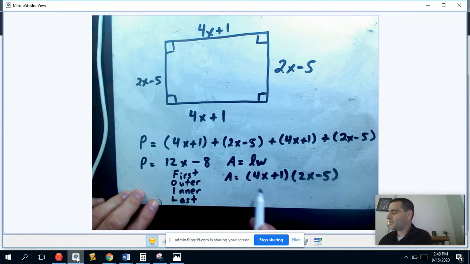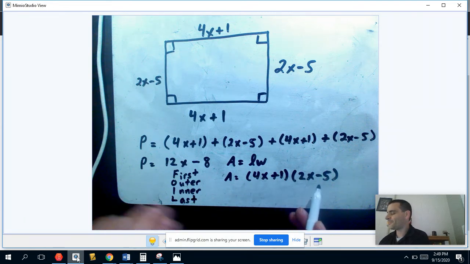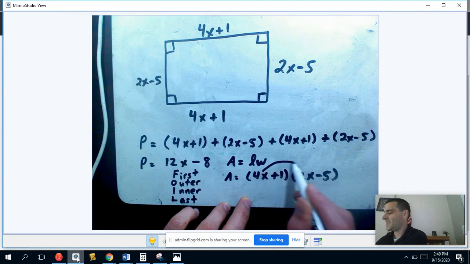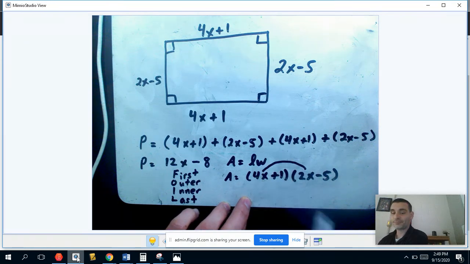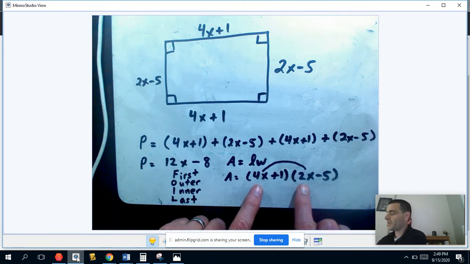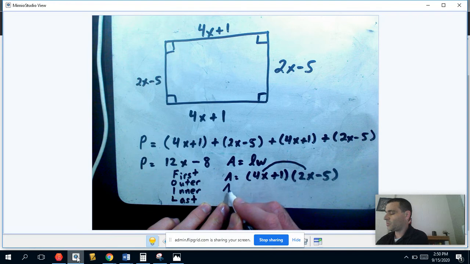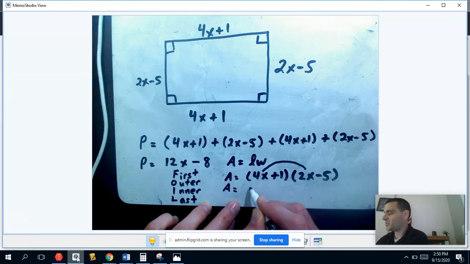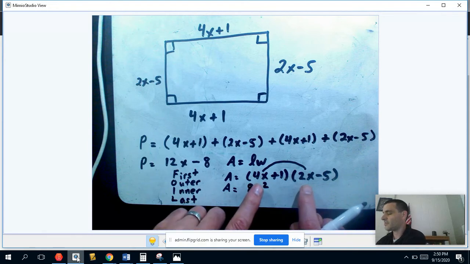So first would be the first term in each binomial, or the beginning of distributing 4x. And you can use your fingers here. 4x times 2x. Notice that where I'm pointing, there are two different x's. So you should have an x squared. 4 times 2 is 8, and you should have an x squared there, because again, there's two different x's.